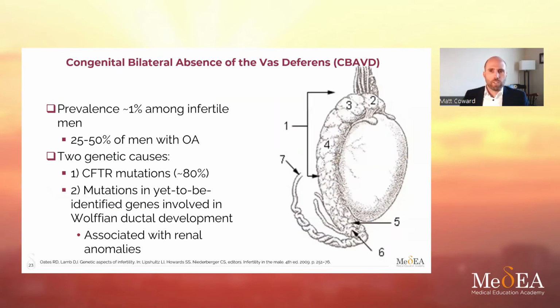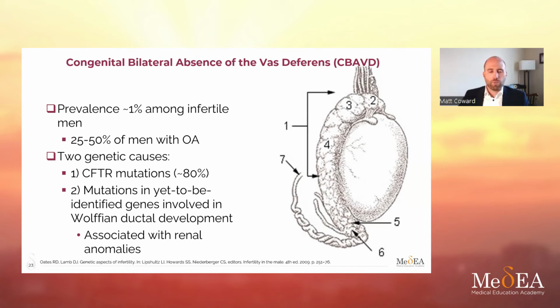So what is CBAVD? This is a condition which is quite prevalent. About 1% of all infertile men will have congenital bilateral absence of the vas. 25 to 50% of men with obstructive azoospermia will have CBAVD. So this is the most common cause of obstructive azoospermia other than elective vasectomy.